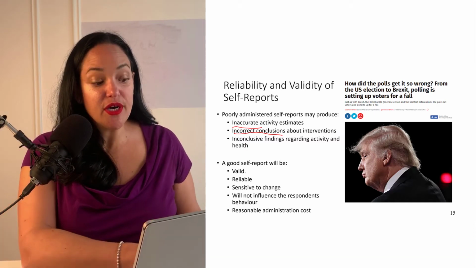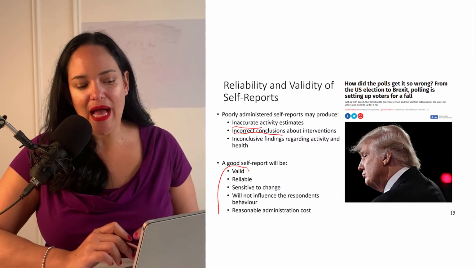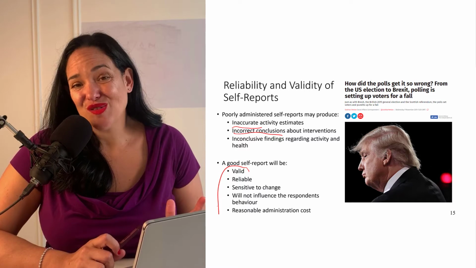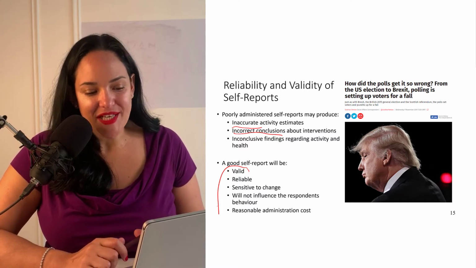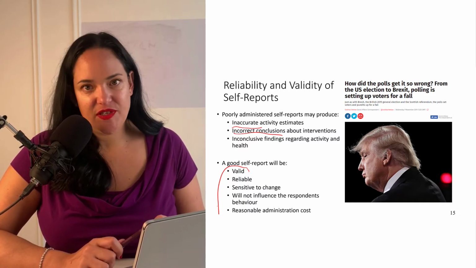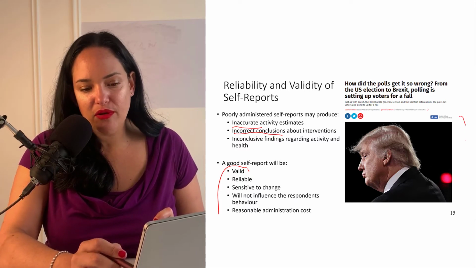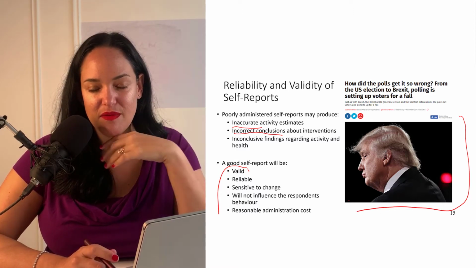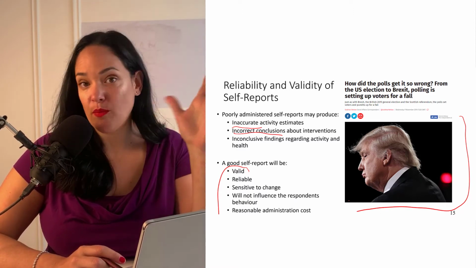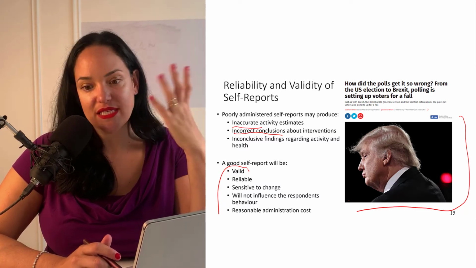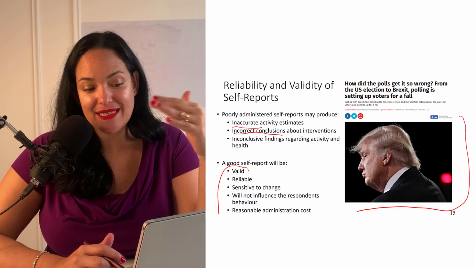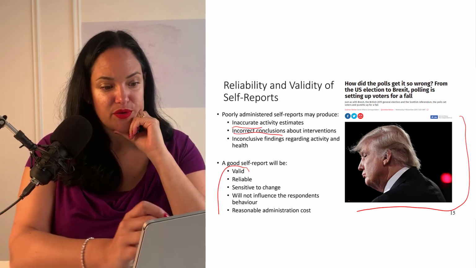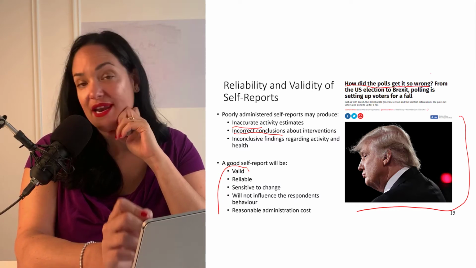Okay, so a good self-report, like I said, will have all of these things. It'll be sensitive, reliable, valid. It'll also be easy to administer, but even still, we just get this data wrong. And here's a good example of, not surveilling physical activity, but before the 2016 American presidential election, there was so much polling going on. And they said that it was pretty much going to be a landslide for Donald Trump's opponent, Hillary Clinton. And these were the stories right after the election.